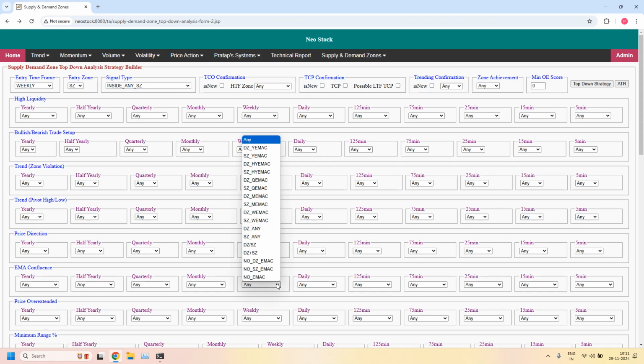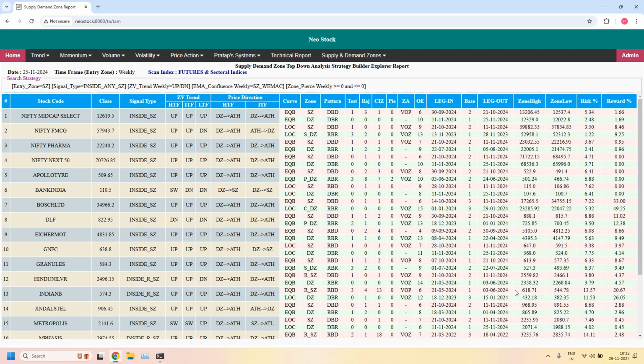Weekly time frame, weekly supply zones having weekly EMA Confluence filter is enabled. But this EMA Confluence makes sense only in the trending market, not in sideways. So that's why in the trend based on the zone violation at a weekly time frame, I am selecting either up or downtrend but not sideways. Now let's further filter the stocks. Now the list is reduced, but still we have a good number of stocks.